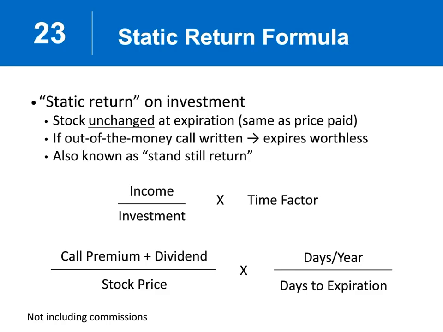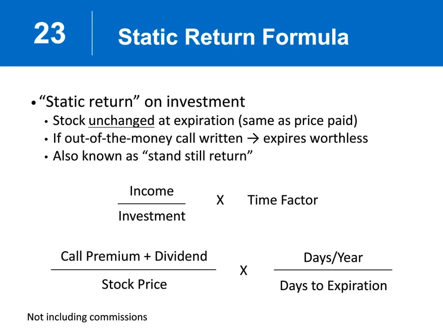Here's the mathematics behind it. We're going to start doing this with an assumption that the stock price did not change through expiration. This is called the static return, static referring to the stock not having moved. And the first part on the left is calculating the return on the trade. How much did we make versus how much did we invest? In our case here, we received call premium, that's income for us. We received a dividend payment, that's income for us. The stock didn't change, so we didn't make or lose anything there. So our income is call premium plus dividend.